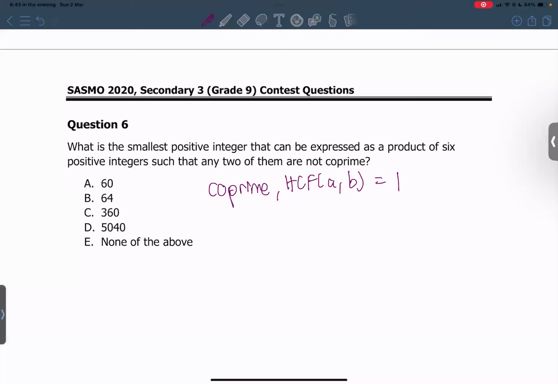What is the smallest positive integer that can be expressed as a product of 6 positive integers such that any 2 of them are not co-prime?